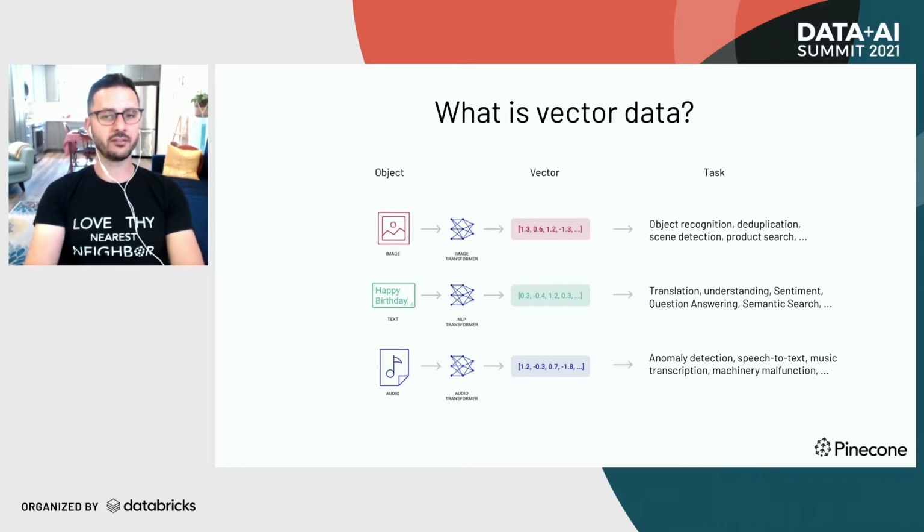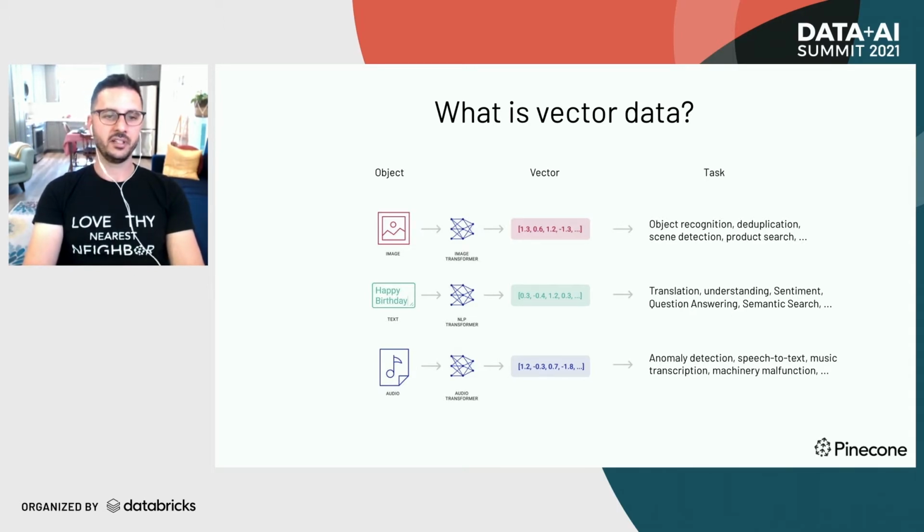Once we have the vector representation, we can perform higher cognitive tasks in the same way that our brain takes that representation and understands things, remembers them, and identifies them. We do the same things in machine learning. We take those vector representations, often called embeddings, and do object recognition, deduplication, product search in retail, and so on. This is not limited to images.